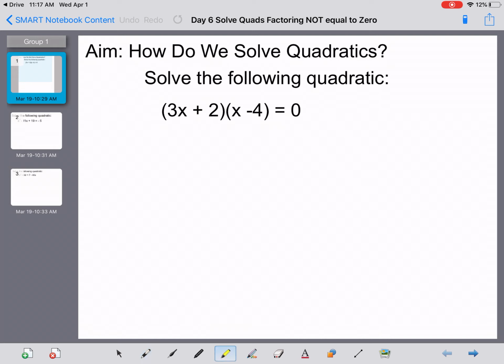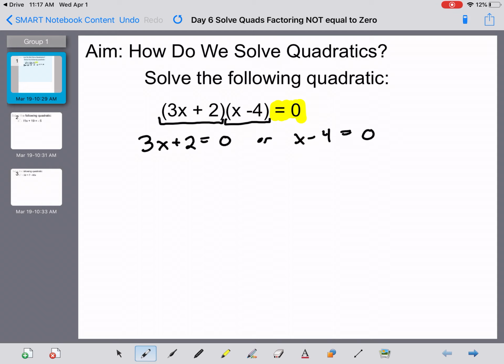When I'm solving a quadratic, it has to be set equal to 0. Since this is already set equal to 0, there's nothing left. I do not have to do that step. I also notice that this quadratic is already in factored form. I have my first factor times my second factor, so I can already apply my zero product property. I could have 3x + 2 equal to 0, or x - 4 equal to 0.